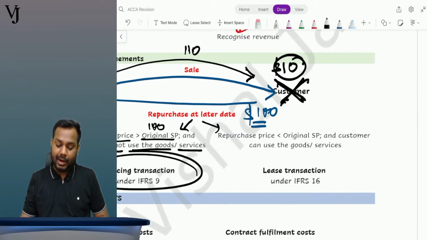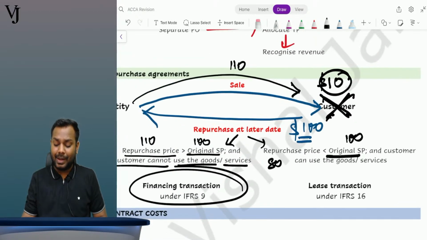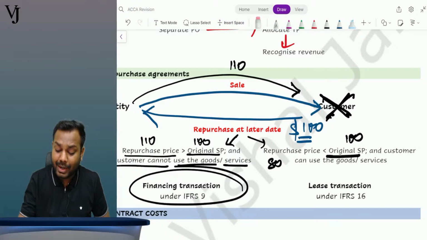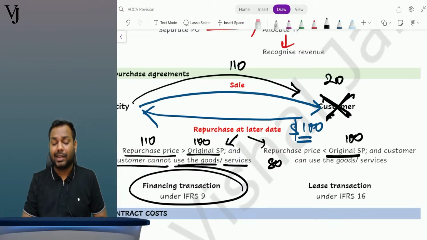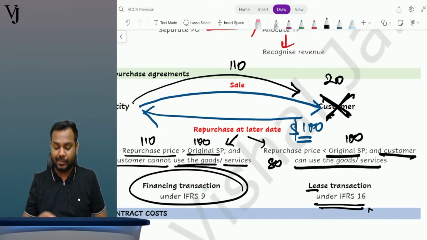Now second, the repurchase price is 80 and the original selling price is 100. Meaning the customer had to pay 20, but the customer has got the right to use the goods also. Means it is a lease transaction under IFRS 16. Is it clear, everyone? It is a lease transaction under IFRS 16.